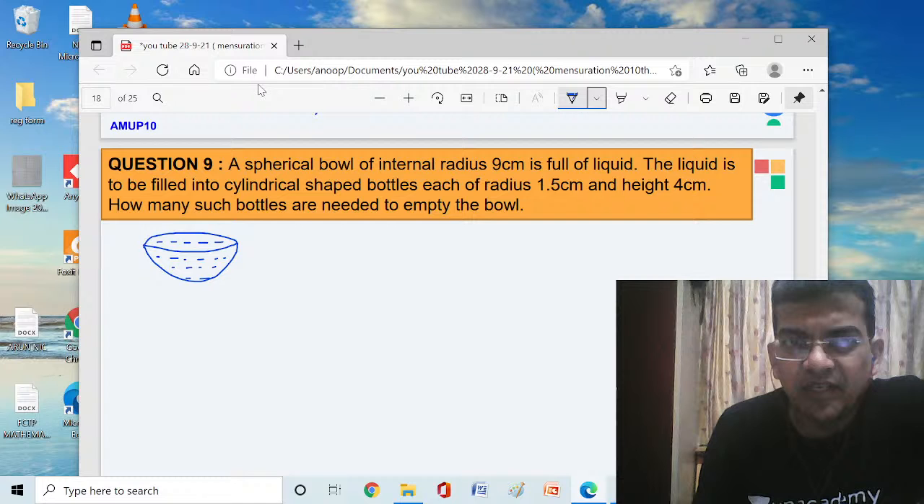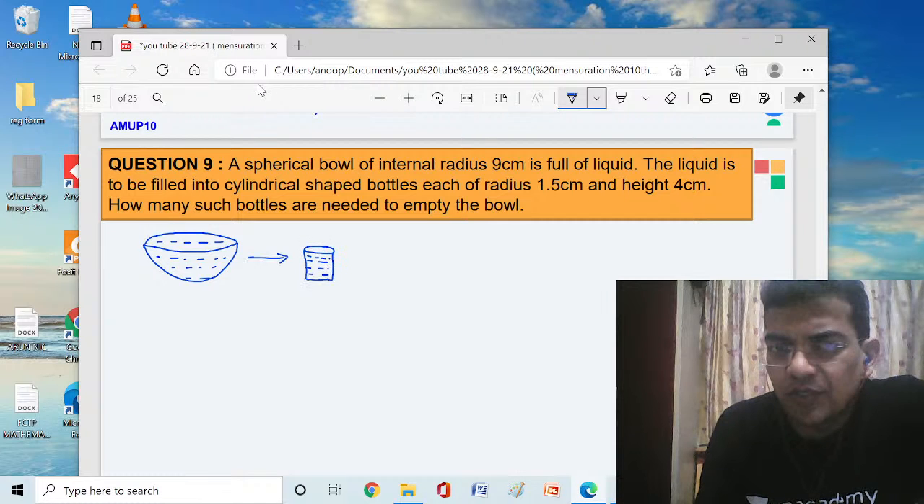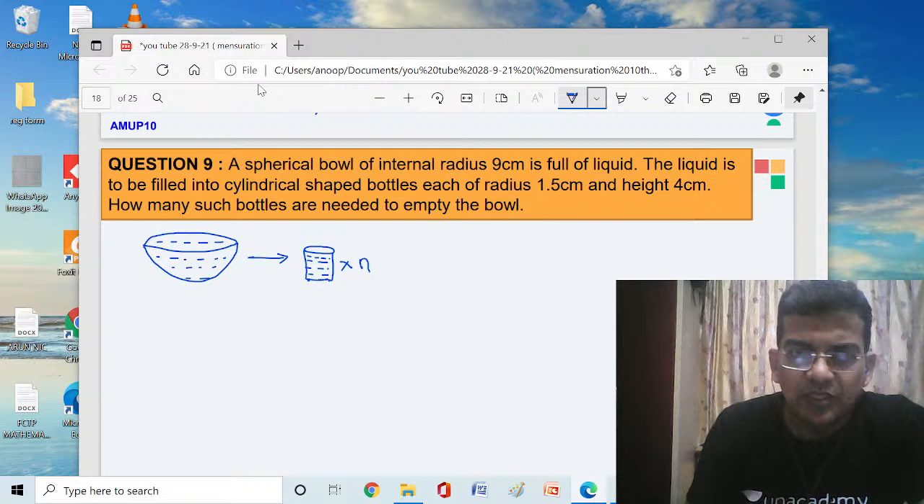That means more than one bottle is required. So let the bottle number be n. So into n. So this is the condition that we are going to use. You see, a spherical bowl which is full of water. Now this liquid is to be transferred into cylindrical containers. So let the number of containers be n. So into n.